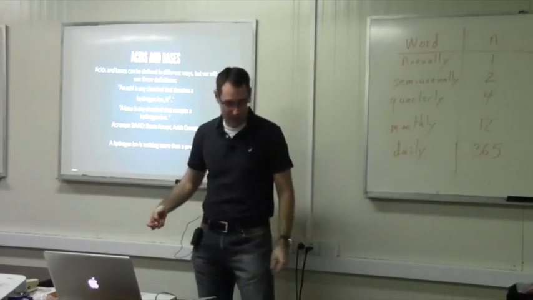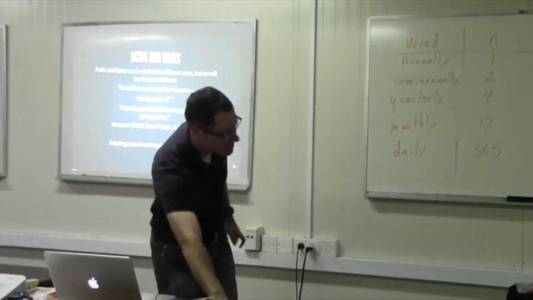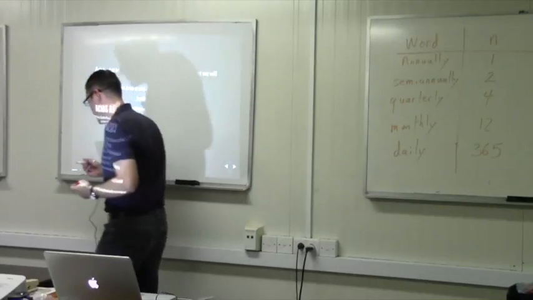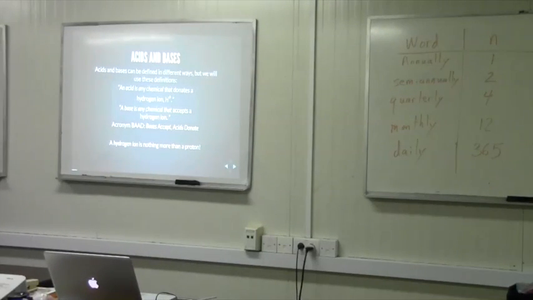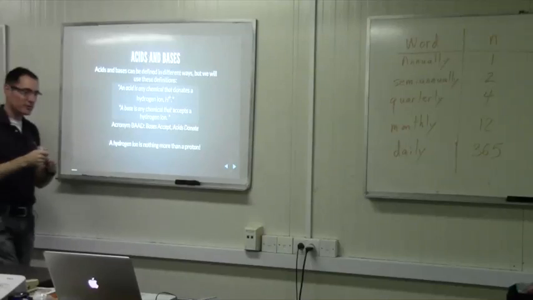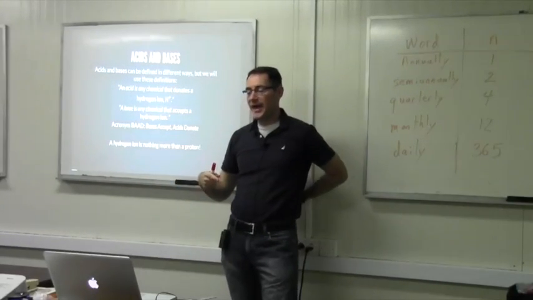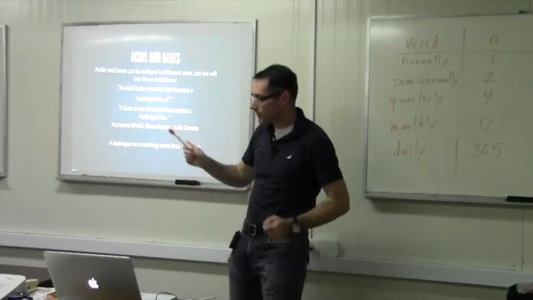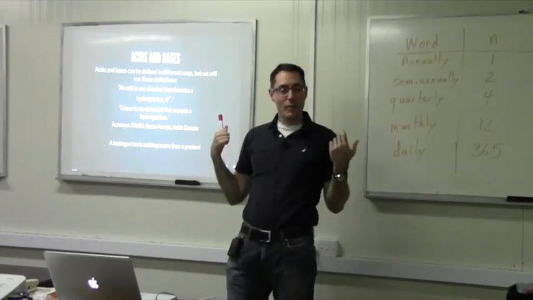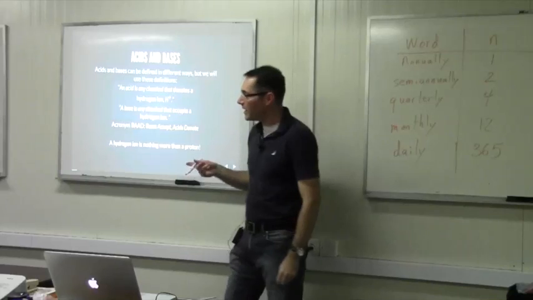Okay, and we have this acronym BAAD, B-A-A-D. I'll write it over here. B-A-A-D: Bases accept a hydrogen. Acids donate a hydrogen. So that's how you can remember it. If you remember this BAAD, you can say, all right, which one's which? Oh yeah, the bases are the ones that accept a hydrogen ion, and the acids are the ones that donate it.